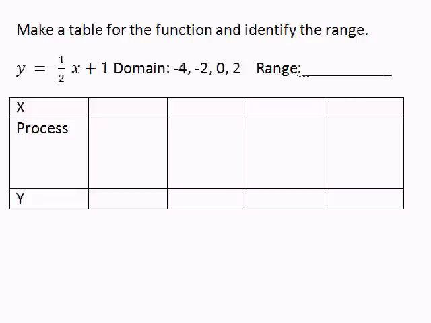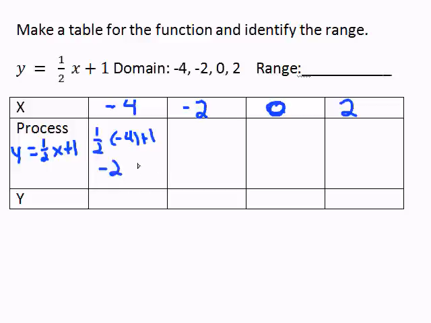Go ahead and try to make out this table on your own and press play when you're ready to see the answer. Okay, hopefully you filled in the x values as your domain, negative 4, negative 2, 0, and 2. To find the range, you would have put these x values in to find the y. By the way, y is equal to 1/2 x plus 1. So 1/2 of negative 4 plus 1. 1/2 of negative 4 is negative 2, plus 1 is negative 1.